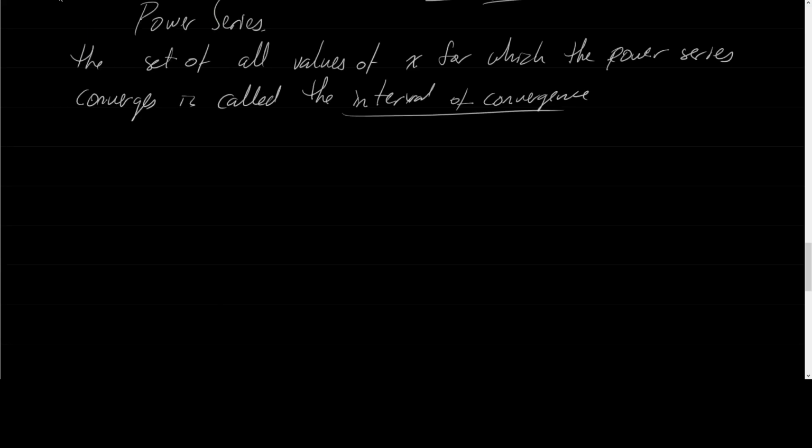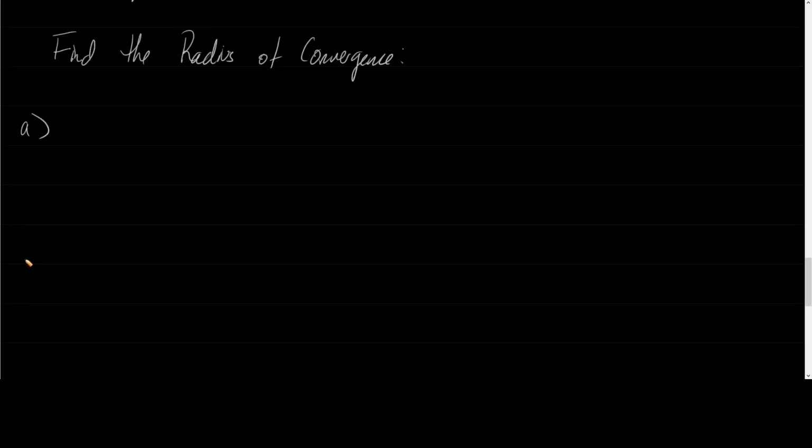The instructions here are just to find the radius of convergence of the power series. Example A. So we have here the series from n equals 0 to infinity of n factorial times x to the n.